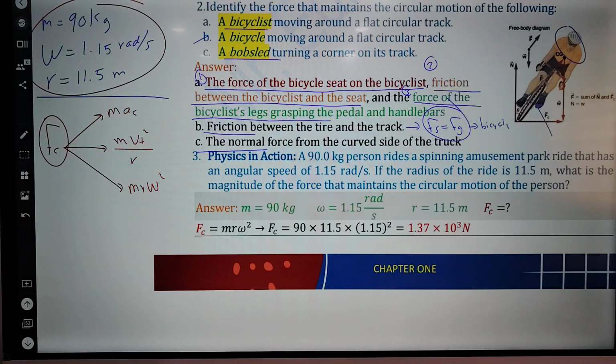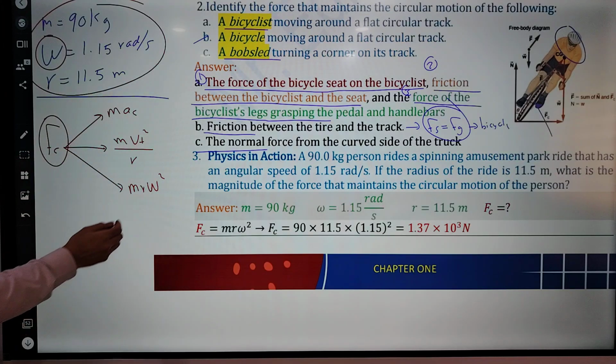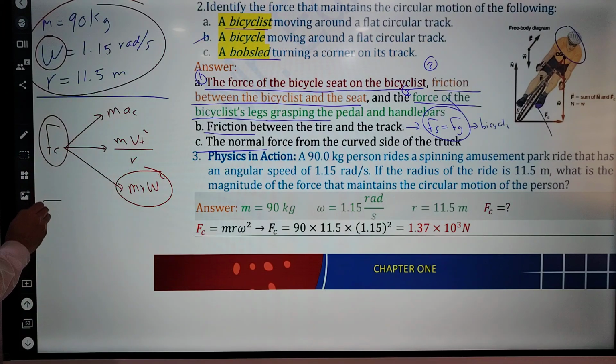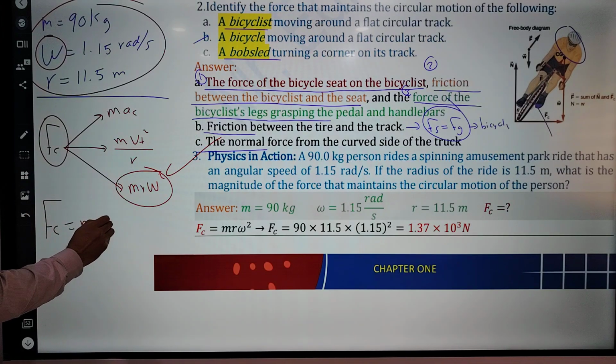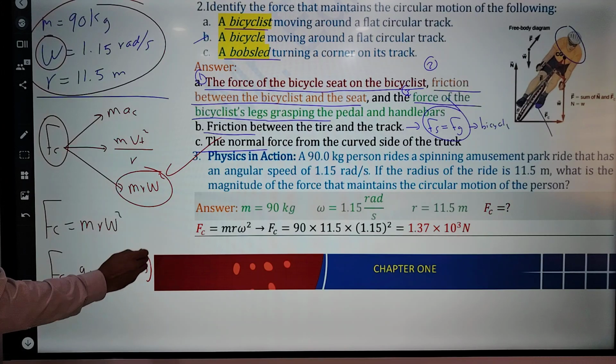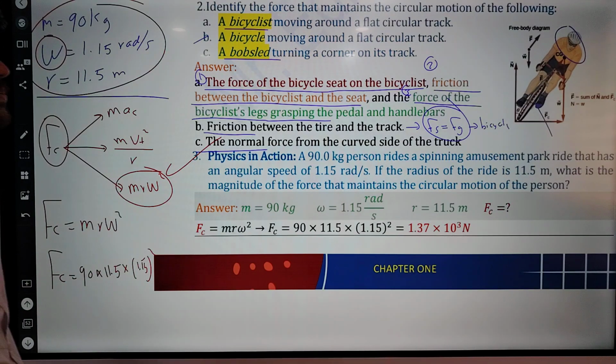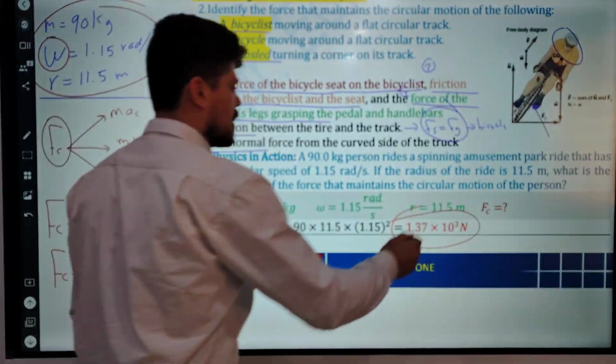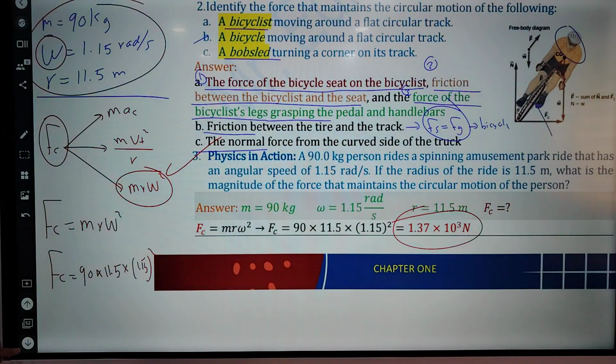For this question, you have to look at the given values. Do we have angular speed? Yes. In which of the equations do we have angular speed? Equation number 3, so that is why we have to use this one: m r omega squared. 90 times 11.5 times 1.15 squared, which is equal to 1.37 times 10 power 3. This is question 3.